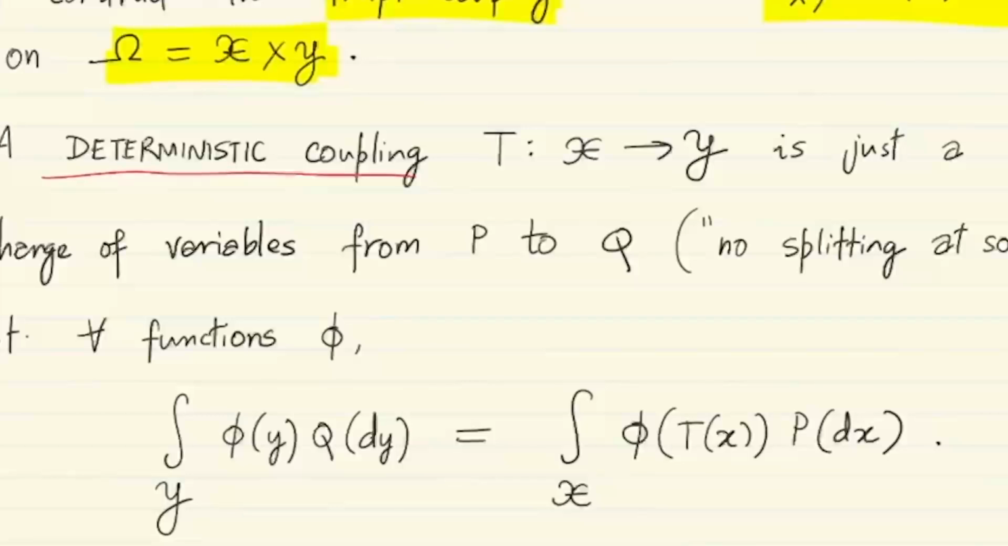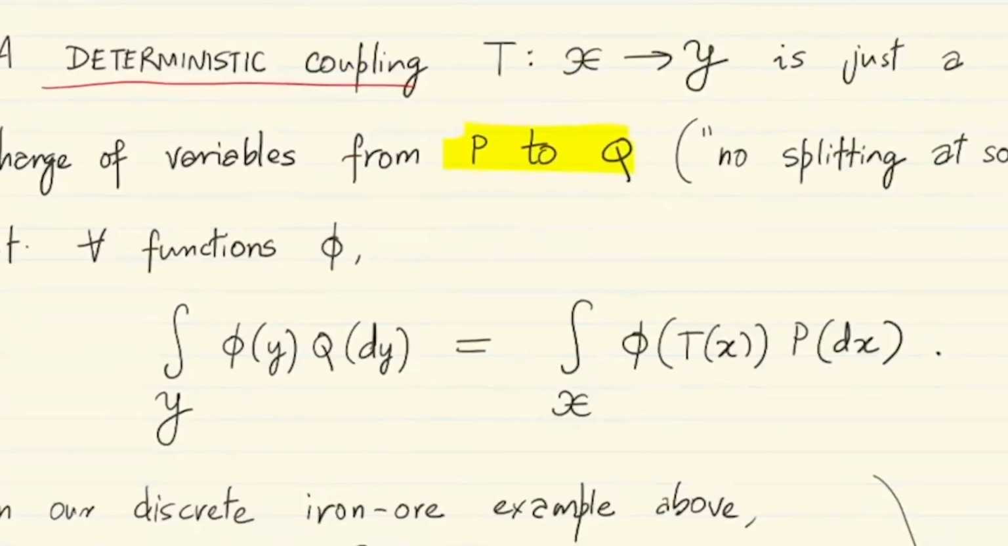So in particular a deterministic coupling T from X to Y, you can think of it in different ways. It is just essentially a change of variables from P to Q. Okay, so in our transportation cost problem, it essentially represents any transference plan that does not split material at source or destination. So the amount of iron ore at every site i is uniquely destined to go to a certain other site j and so on. Okay, and vice versa.